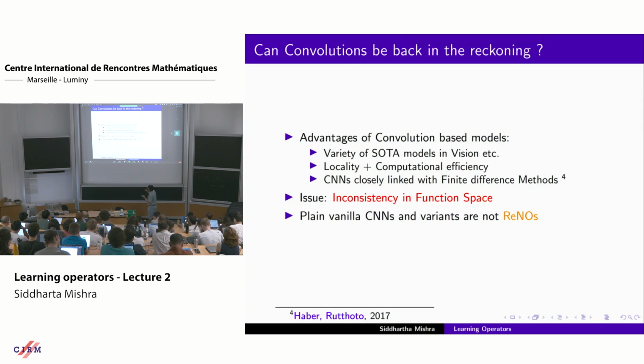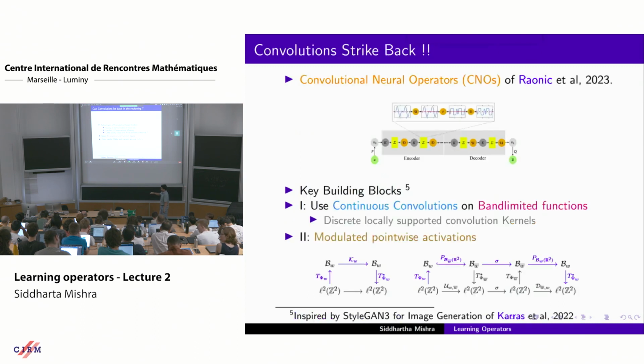But remember that if you take plain vanilla CNNs, these are not Renos, and this was the issue. So somehow we have to bring back this continuous discrete equivalence, this function space consistency, and one attempt is this; there are other choices that one can make.